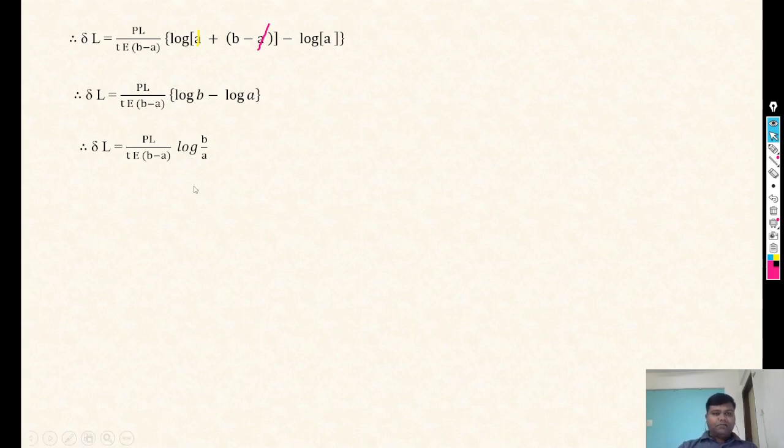Now I think we don't have any options to continue this derivation, so we can say that this is our final elongation of rectangular tapering section. So just remember this formula to calculate the change in length for rectangular tapering section.